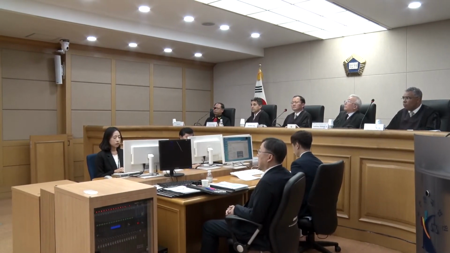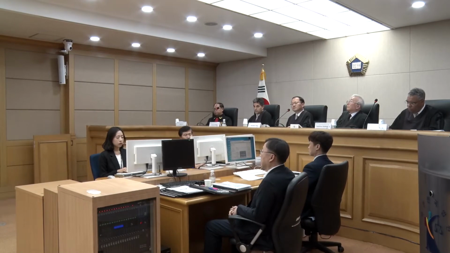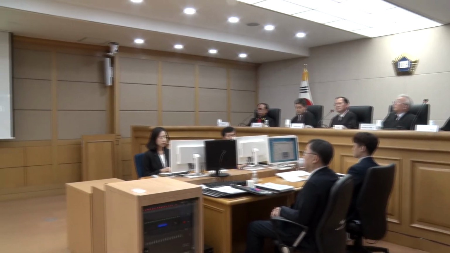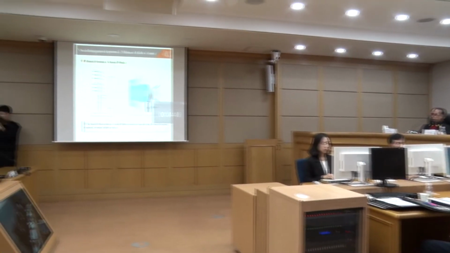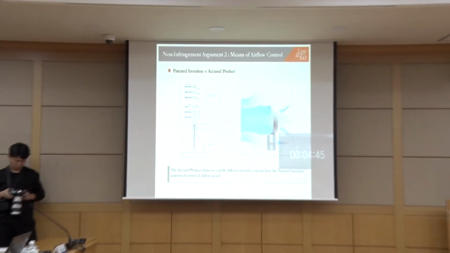But in the accused product, the control of the air is for making pressure difference. And the air delivered to the user is an indirect consequence of the control of pressure. So the control is different in two respects. And this is a technical fundamental difference. And this is not a random argument. This is supported by the legal theory and laws in Korea and the US.